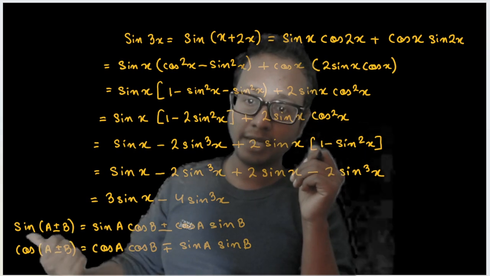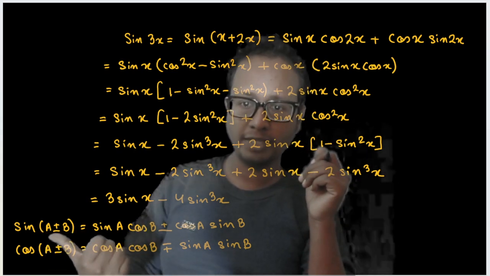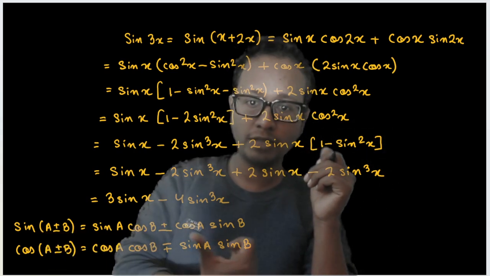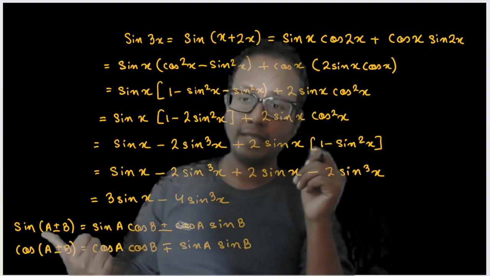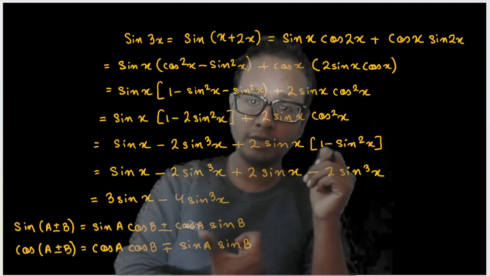The first theorem is sine of a plus or minus b is equal to sine a cos b plus or minus cos a sine b. What I mean is sine a plus b is equal to sine a cos b plus cos a sine b, and sine a minus b is equal to sine a cos b minus cos a sine b.